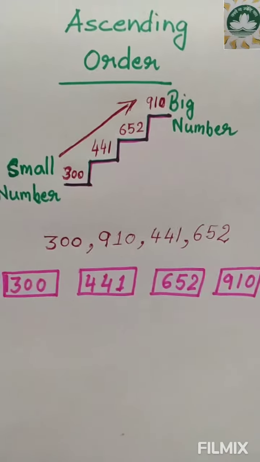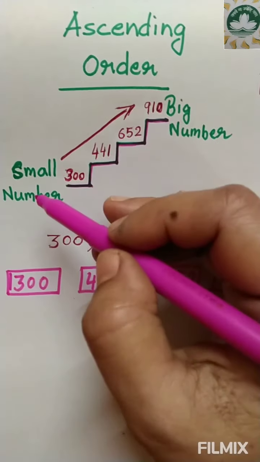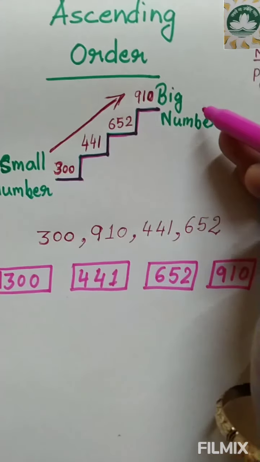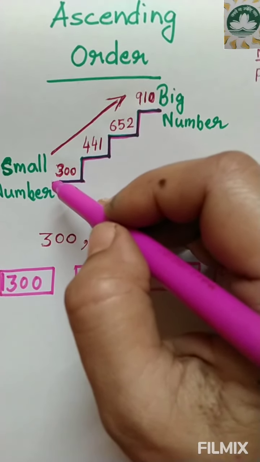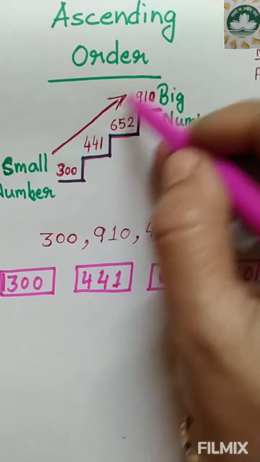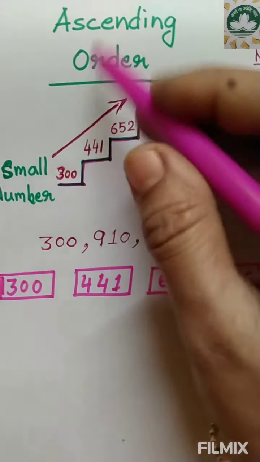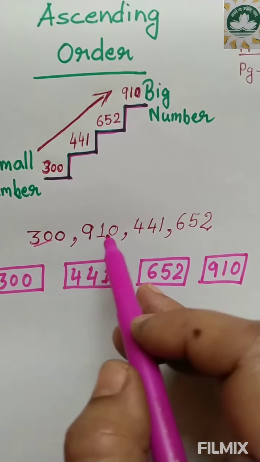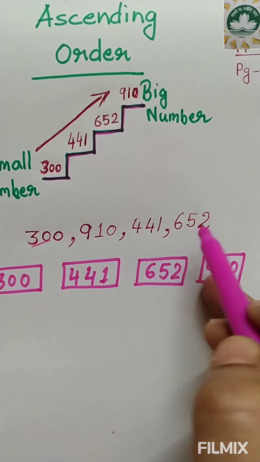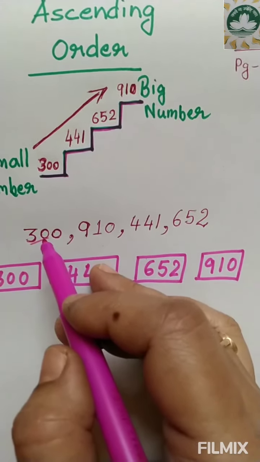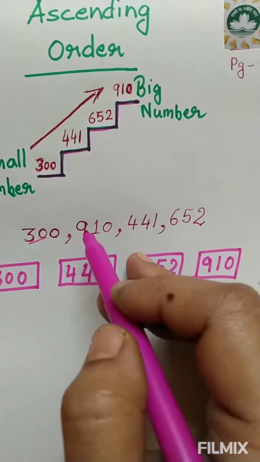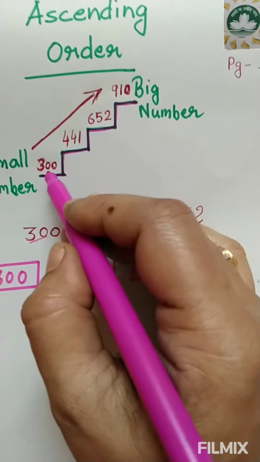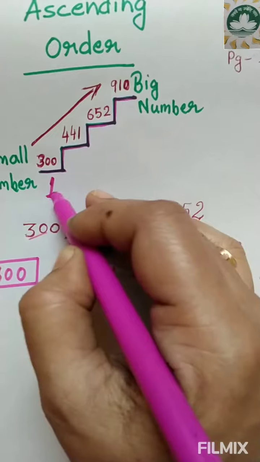Now what do you mean by ascending order? Ascending order means writing the number from smaller to the bigger numbers. The pattern of writing numbers from small to the bigger one is known as ascending order. So suppose we have the number 300, 910, 441, 652. So which is the smallest number? If you compare 3, 9, 4, 6, so 3 is the smallest number. So we write down 300 in the first place. This is the first position.